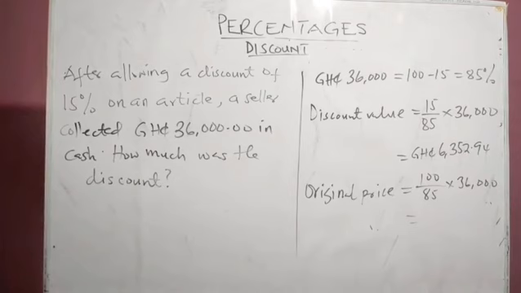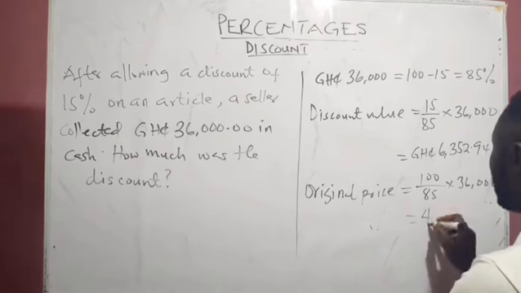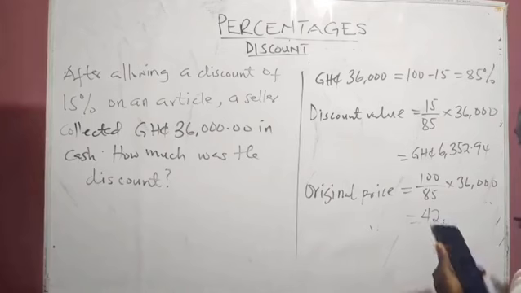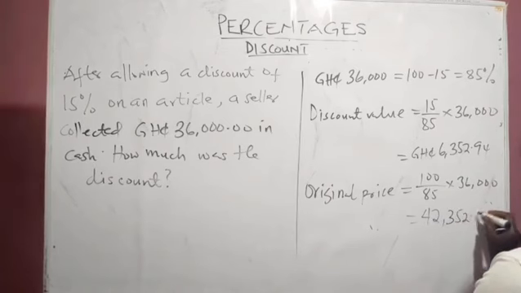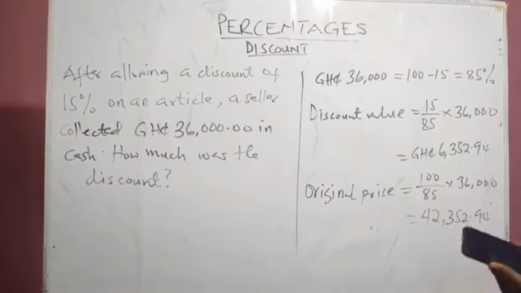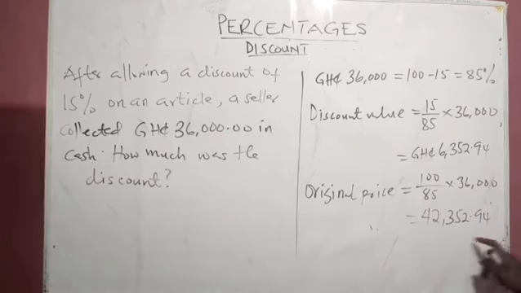All right, so let's look at the original price too. That is 100 divided by 85 times 36,000, since the original price is always 100%, and that will give us 42,352.94. So this would have been the original price.